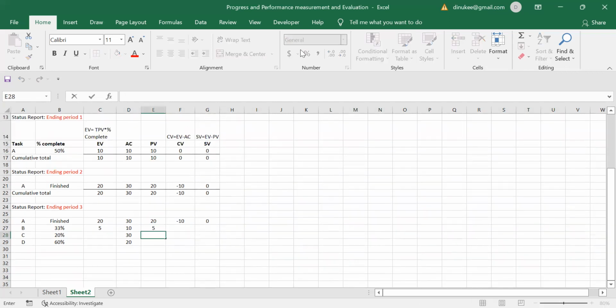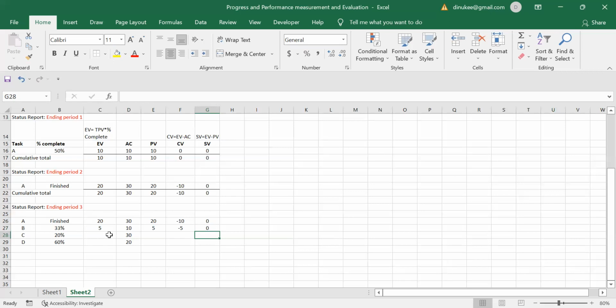And the next one is cost variance, right? So for the cost variance, you have to take the earned value, and from that earned value, deduct the actual cost. The actual cost is 10, so the cost variance is -5. That means we have already incurred more; the actual cost is higher than the earned value. That is why the cost variance is minus here.